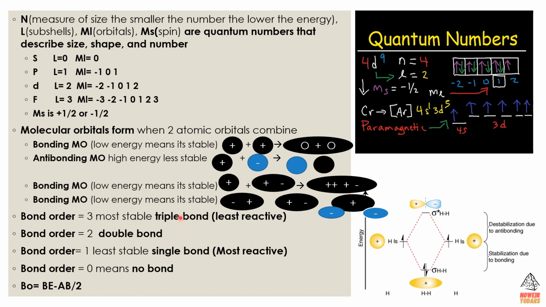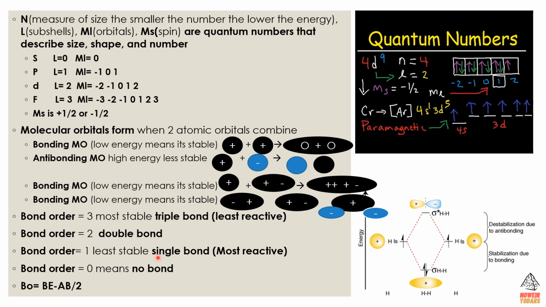So bond order 3 is the most stable, and it's a triple bond, and it's the least reactive because it's the most stable. Next, you have bond order equal to 2. It's basically a double bond. And then you have the least stable, a single bond, and it's the most reactive and the easiest to break. So an antibonding orbital could be less stable, could be a single bond, versus a bonding molecular orbital with a triple bond.